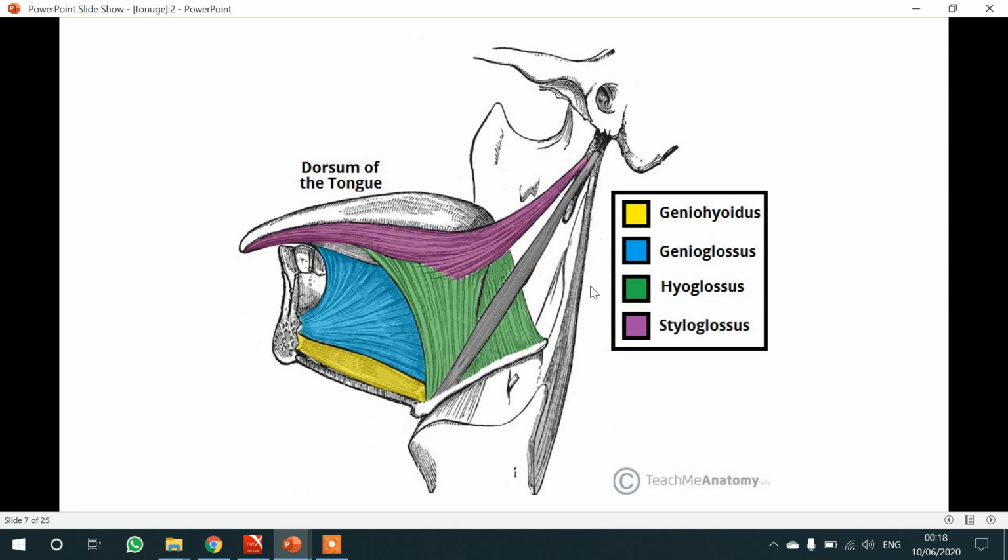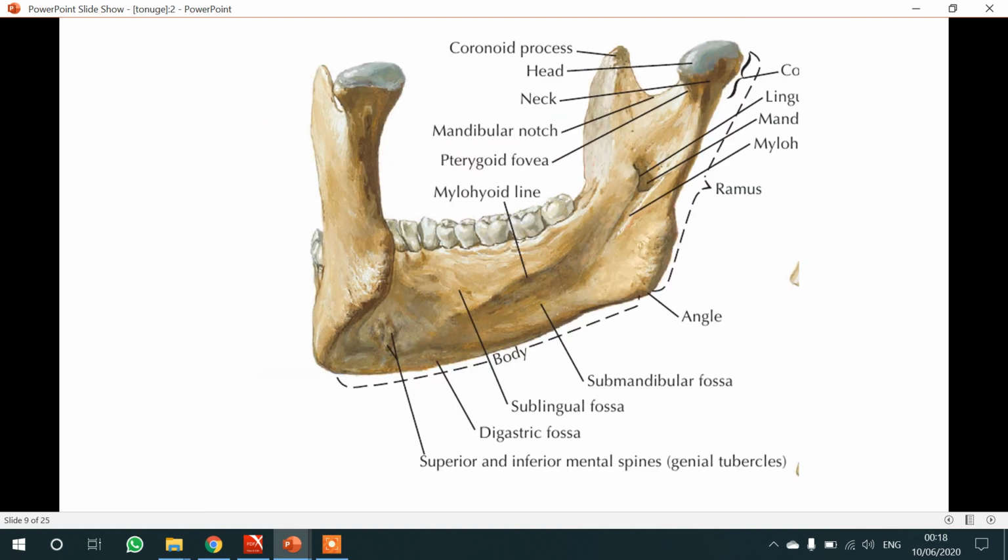Actually, there are four in number. Out of those four, three have been shown here. Genioglossus, as I told you, has two words, genio and glossus, and whenever there is the word glossus, it means tongue. So what I'm going to show you is what genio is and where it comes from. Here you are looking at the mandible bone from the inner view. This is the symphysis menti, where the two halves of the mandible unite together.